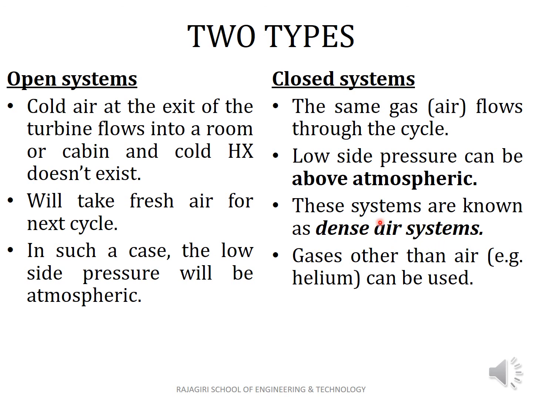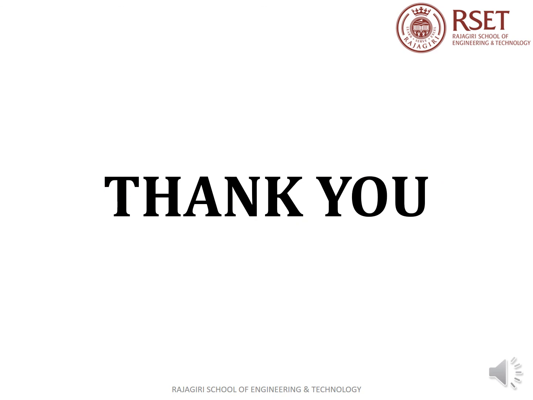Here we have a low side heat exchanger. In these systems we can use gases other than air, for example, helium. So this lecture covers all the basics of air refrigeration systems, the ideal cycle, and also the actual Brayton cycle for air refrigeration.